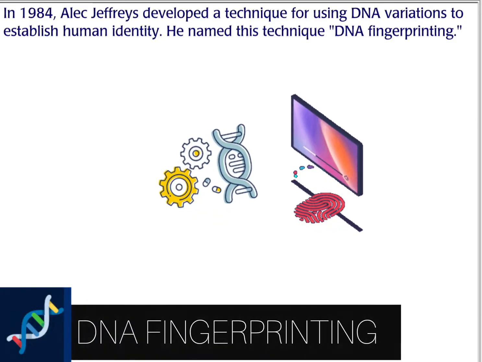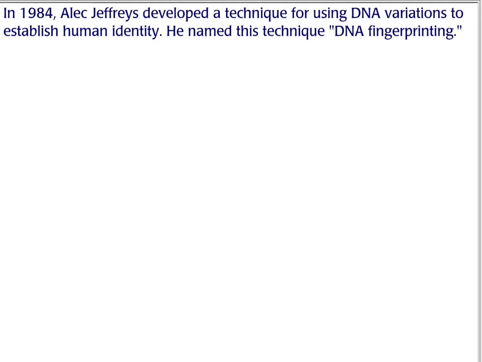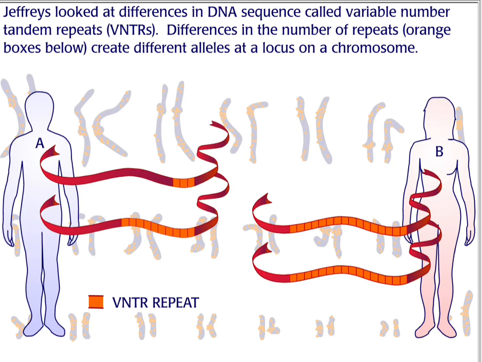In 1984, Alec Jeffreys developed a technique for using DNA variation to establish human identity. He named his technique DNA fingerprinting. Jeffreys looks at a difference in DNA sequence called variable number of tandem repeats. It's also known as VNTRs.